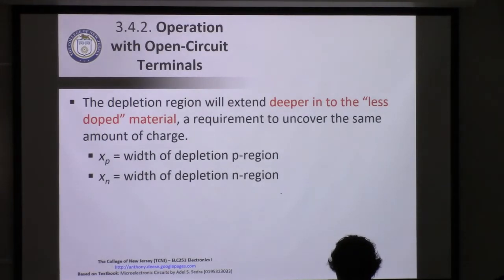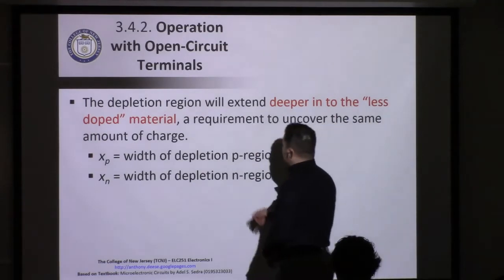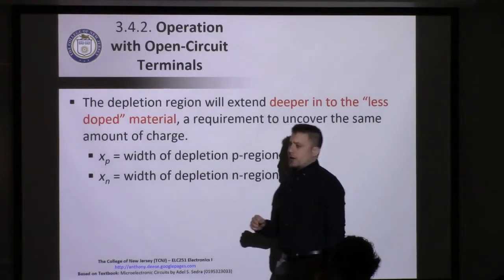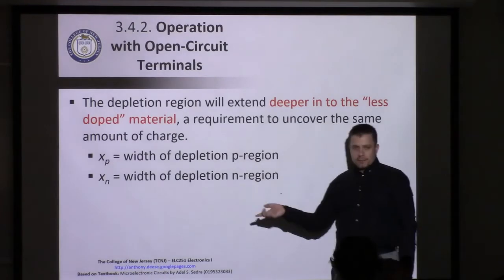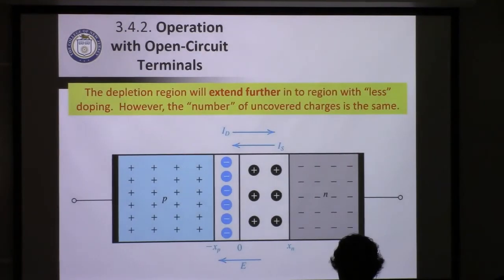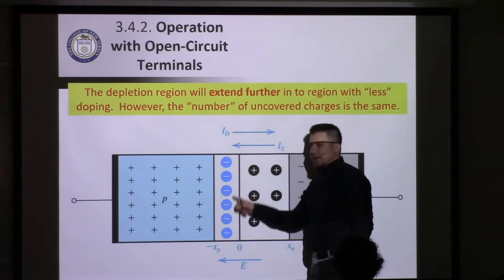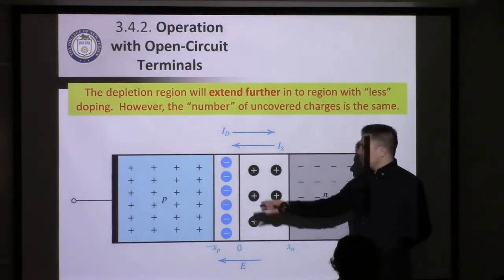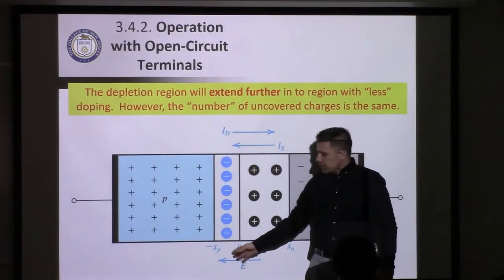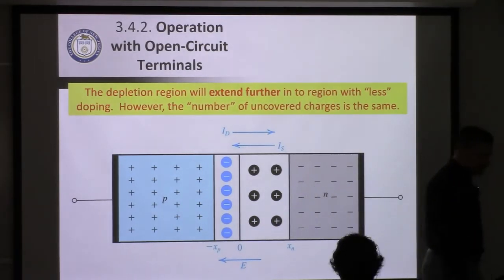And these variables here, xp and xn, describe the width of the depletion region on either side: xp on the P side, xn on the N side. You can see those variables shown here on the bottom, and we consider x equals 0 to be the center of the junction. So anything on the P side is negative, anything on the N side is considered to be positive.